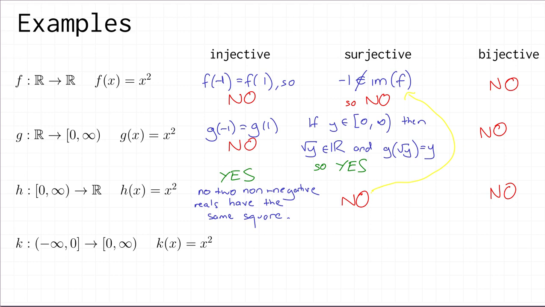Okay, last example then. This time we have a function k, whose domain is all the non-positive real numbers, so all the real numbers which are less than or equal to 0. And its codomain is all the non-negative real numbers, so all the real numbers which are greater than or equal to 0. And yet again, the rule is that k of x is equal to x squared.